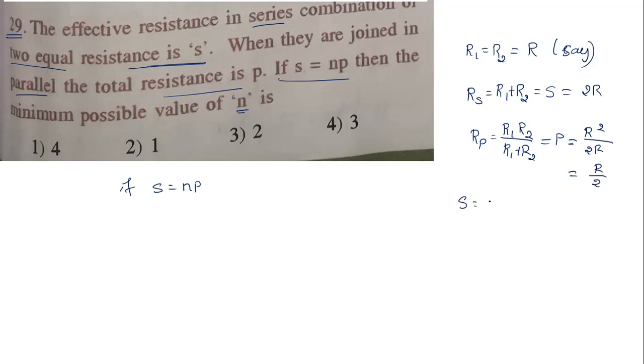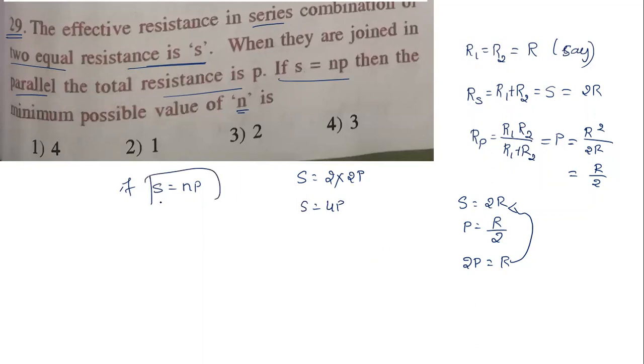So now we have S equal to 2 times R and P equal to R by 2. From the second equation, can I say 2P equals R? So I put this value of R here. S equals 2 times R means 2 times 2P, so S equals 4P. The given equation is S equal to NP, so comparing, N equals 4. This is the relation between series and parallel combinations.